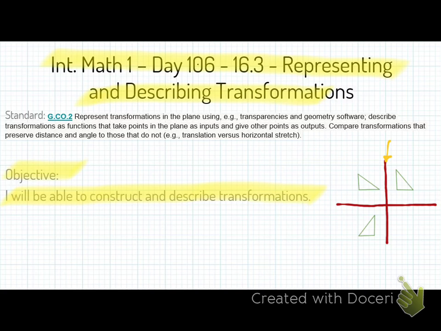The last one is when I take my original image and I make it just bigger. It's the exact same image except that it's just going to look bigger. I zoomed in on my iPad. That's called a dilation, when I zoom in or zoom out. This is called a dilation.